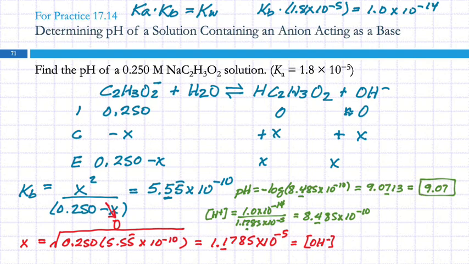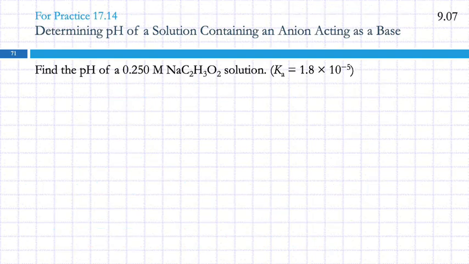Thank you. Any questions? Is that a reasonable pH for a solution of an anion acting as a base? It should be basic, right? It should be higher than 7, so that's good. 9.07.